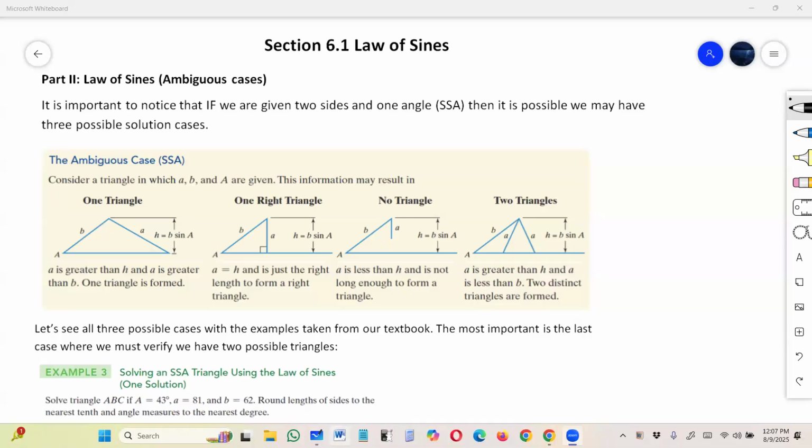Hi, hello everybody. So this is the video dealing with section 6.1, law of sines, and this is part two where we go over the ambiguous cases.